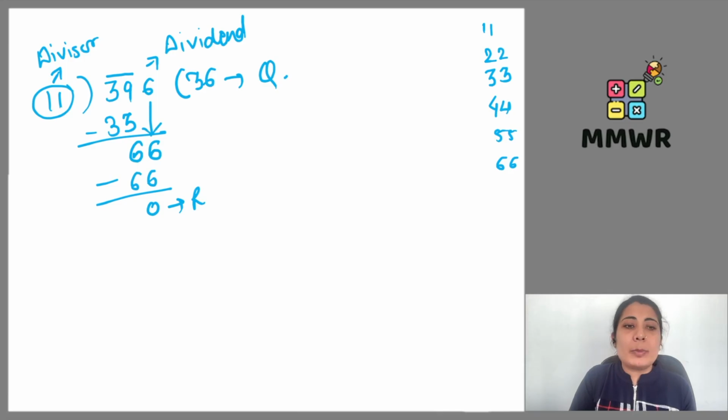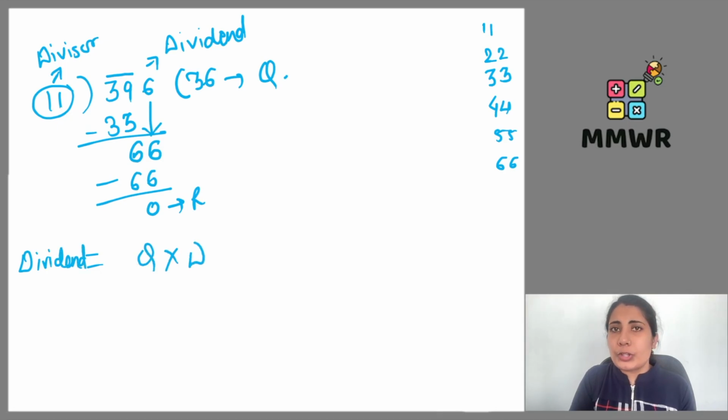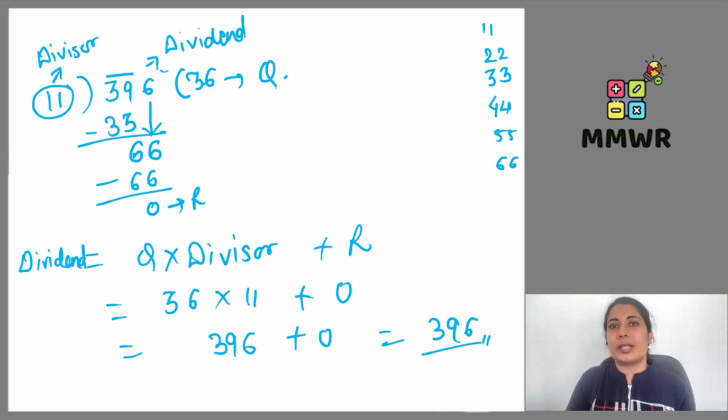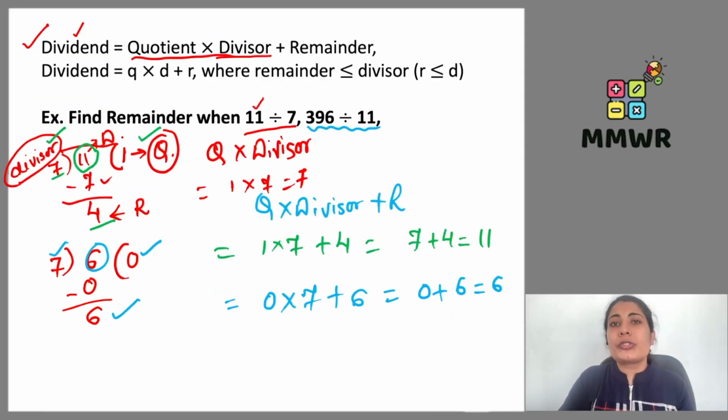Now what we will be doing? We will be cross checking whether we get exactly the value of the dividend when we take the product of quotient with divisor and add the remainder to it. Are we getting exactly the same number or not? Quotient is 36, divisor is 11, remainder is 0. 36 multiplied by 11 gives me 396 plus 0, which is 396. After getting this value, we can see that the dividend was exactly the same number which we got here. So this way we can cross check with the help of the remainder theorem.